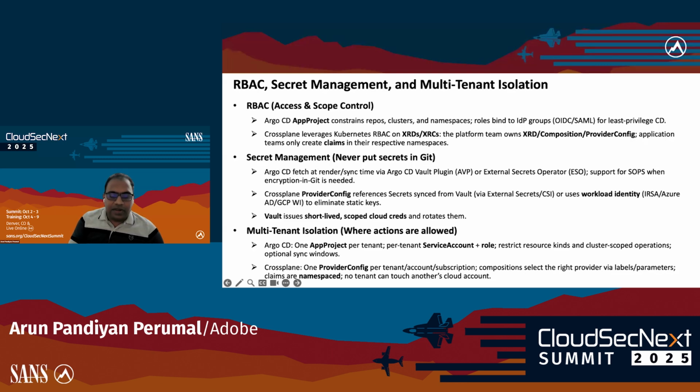So for multi-tenant isolation, in Argo CD, each tenant gets its own app project with a dedicated service account role. So we can restrict what resource types, we can limit the cluster scoped operations, and even define sync windows for safer rollouts. In Crossplane, each tenant or account is tied to its own provider config. So the composition for creating the composite resources selects the right provider through labels or parameters and deploys the resources on the correct platform, like either AWS, Azure, or GCP.